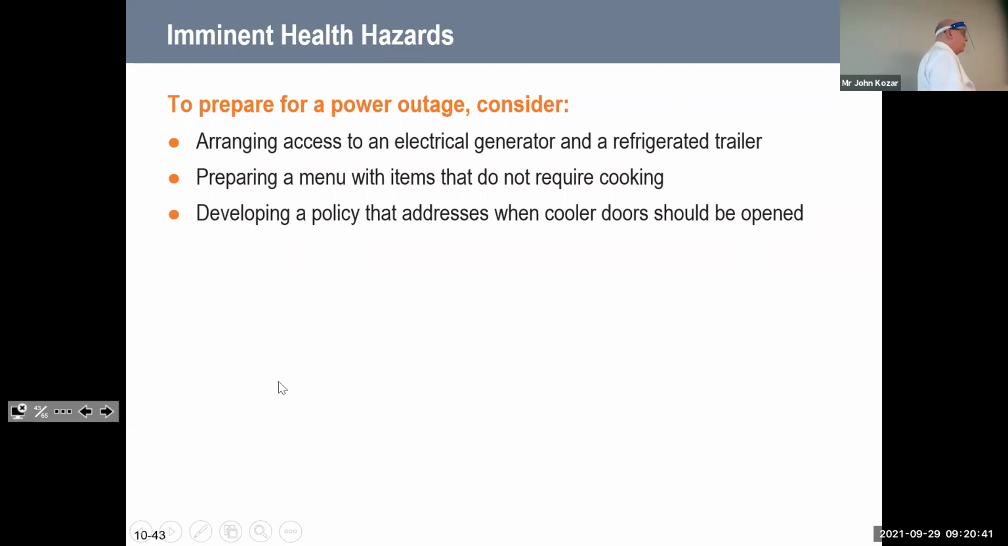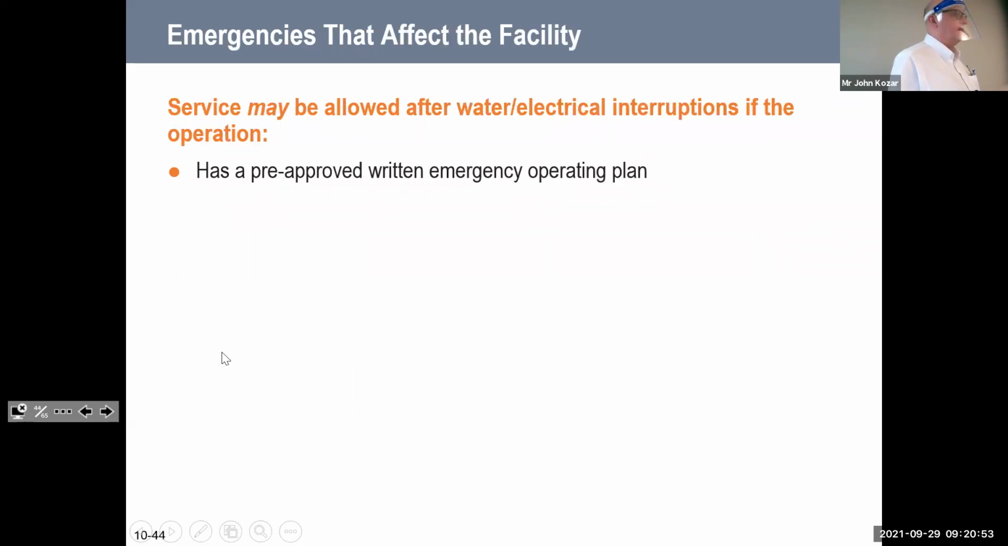Also develop a policy about when cooler doors can be opened, because we know that the more you open a cooler, the warmer it gets inside the cooler. Service may be allowed after water and electrical interruptions if the operation has a pre-approved written emergency operating plan. So if you all of a sudden run out of fresh water, the PowerPoint has some tips here.